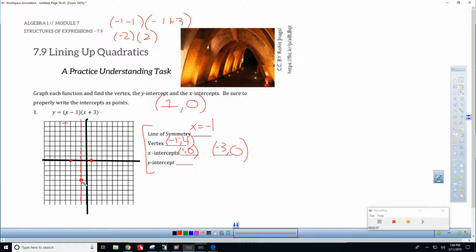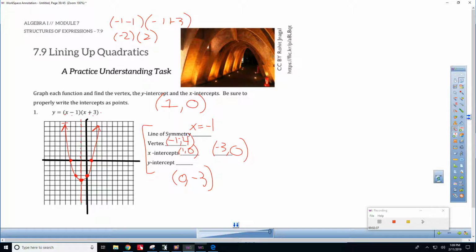Okay, the y-intercept, what do I put in? I put a 0 in for x. You get a negative 1 times a positive 3. That's a negative 3. Okay, this makes sense. So due to the symmetry of it, I bet this point is also right there. And now I can sketch my graph. Okay? Got it?